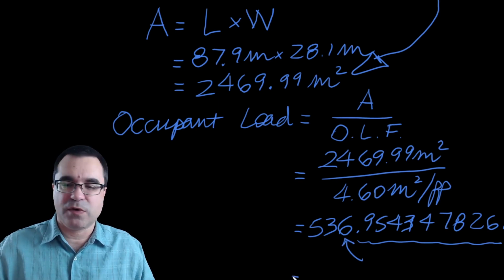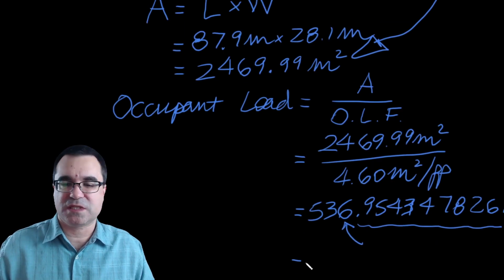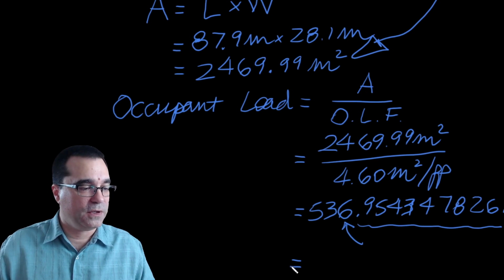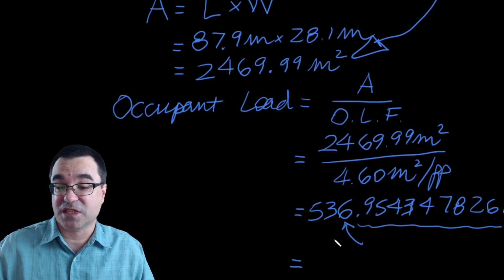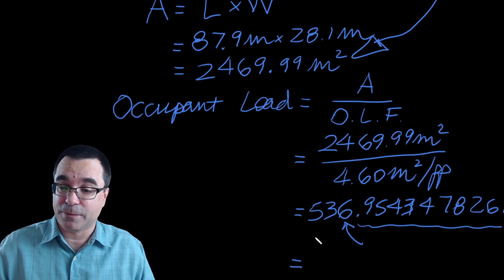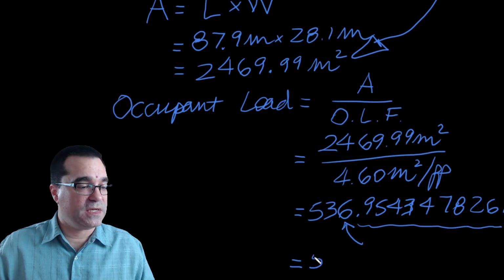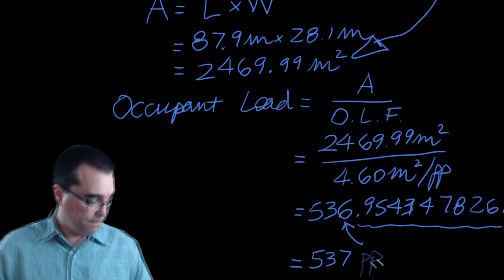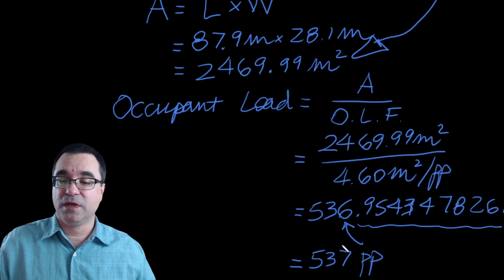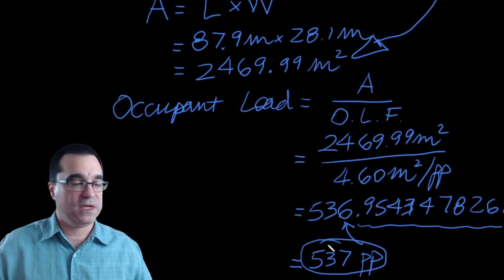So that means that we have to pick the closest whole number that is more than 536, right? Because people are whole numbers. So what we pick is 537. So that's the occupant load according to this step right here, 537 people.